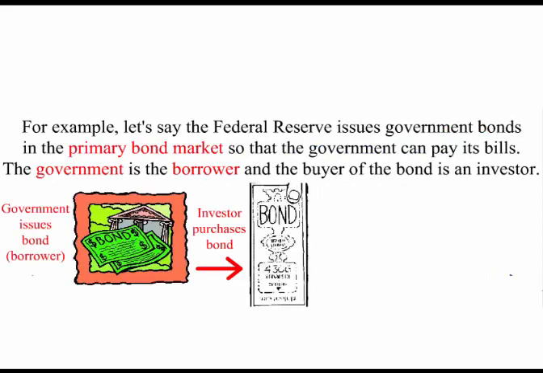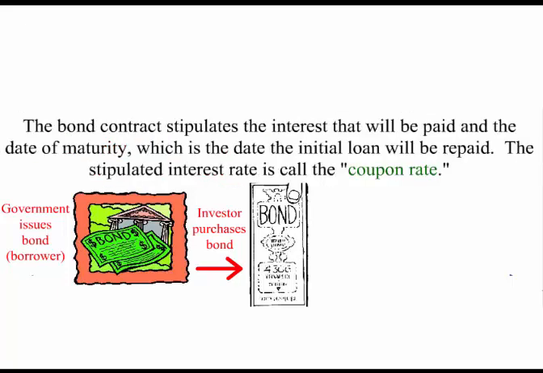For example, let's say the Federal Reserve issues government bonds in the primary bond market so that the government can pay its bills. The government is the borrower and the buyer of the bond is the investor. The bond contract stipulates the interest that will be paid and the date of maturity, which is the date the initial loan will be repaid.